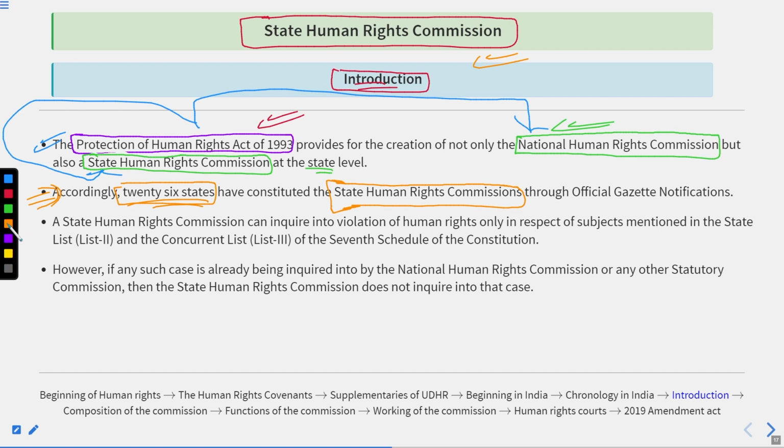Okay, so if we talk about the State Human Rights Commission and its power, remember, the State Human Rights Commission can inquire into the violation of human rights only in respect of the subjects that are mentioned in the State List and the Concurrent List of the 7th Schedule of the Constitution. Whenever we talk about the legislative power division between the governments, we know in India there is a division of powers in the government.